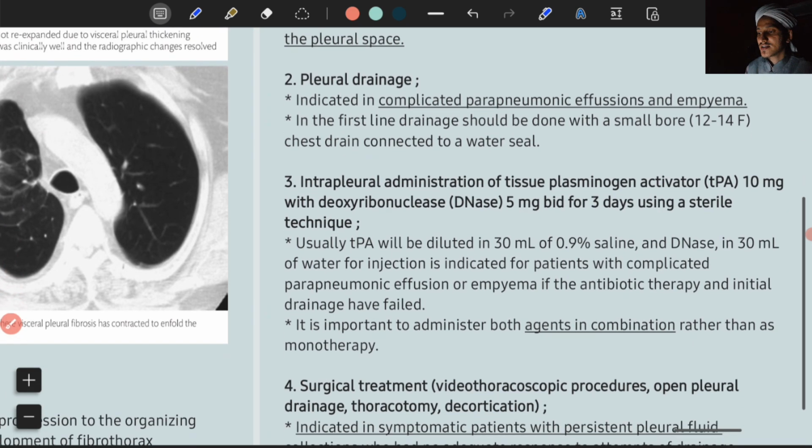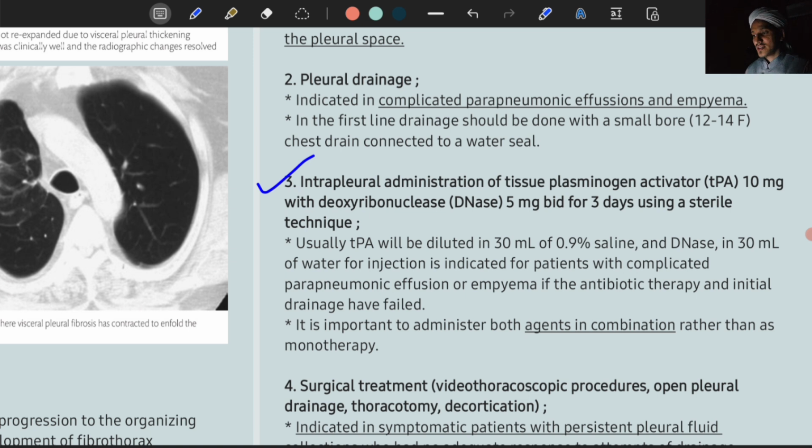And this is one thing which is a promising thing in trials. Intrapleural administration of tissue plasminogen activator 10 mg with DNase 5 mg twice daily for 3 days using a sterile technique. When there are septations, these will break the septa. So when antibiotics along with drainage fails, you use this one, okay.